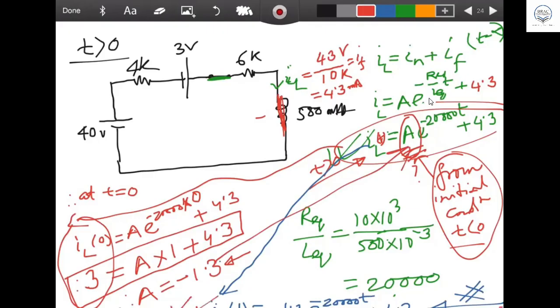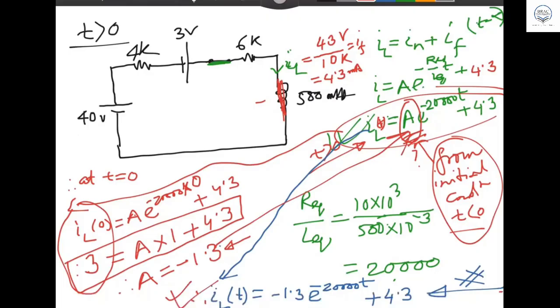You understand it? Oh, you cannot see, and you are not telling me also. Okay, can you see now? Yes, sir. All of you understand the IL equation? This is how you have to find your IL equation: minus 1.3 e to the power minus 20,000 t plus 4.3. Now, if I ask you to draw it, how do you draw?